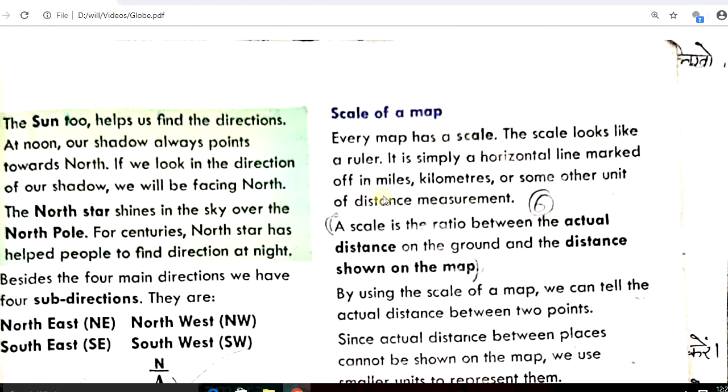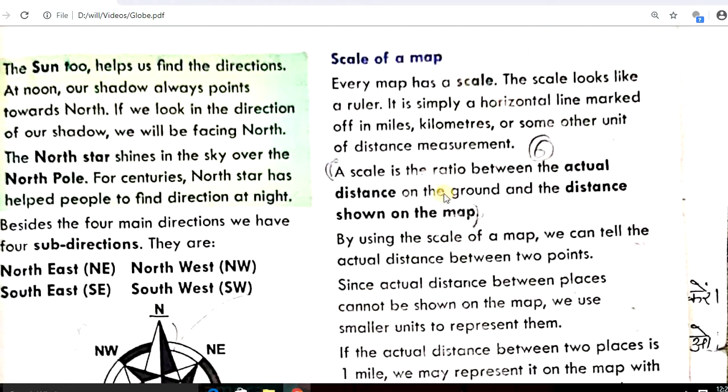Now, scale of a map. Every map has a scale. The scale looks like a ruler. It is simply a horizontal line marked off in miles, kilometers or some other unit of distance measurement. A scale is the ratio between the actual distance on the ground and the distance shown on the map. By using the scale of a map, we can tell the actual distance between 2 points.